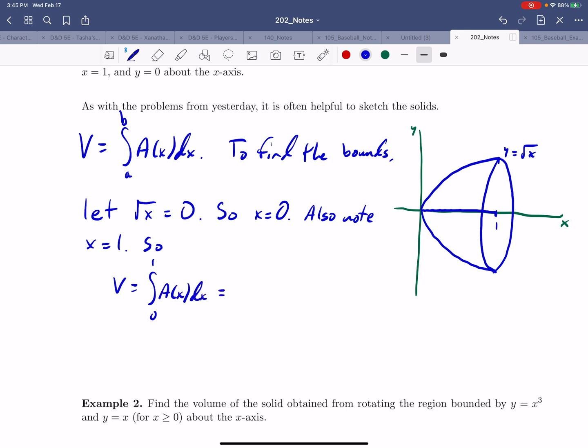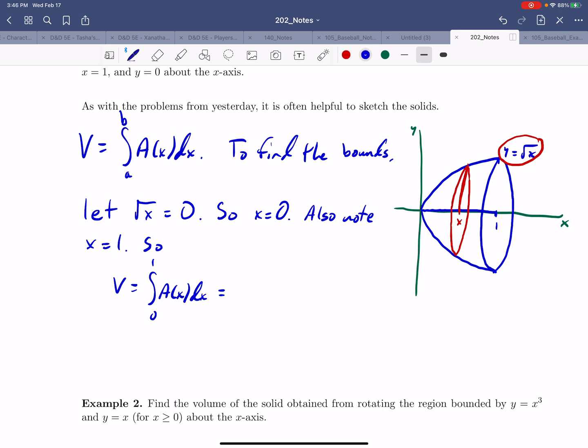Well, what is our area function? If we take a look at a cross-section, don't worry about drawing the thickness piece. Just worry about drawing a circle at some coordinate x. What is the area function of that circle? You know what it is. It's pi r squared, right? Well, what's r? r is just the height of the circle, which is y equals f of x.